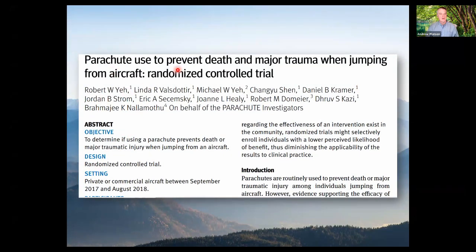Yeah, it's about parachute use. And as you can see, the objective of this study is to determine if using a parachute prevents death or major traumatic injury when jumping from an aircraft. So our confidence is really ramped up a level here. The source made a claim. I asked about the research. The source answered the question enthusiastically. So at this point, I'm much more willing to go forward with this plan.